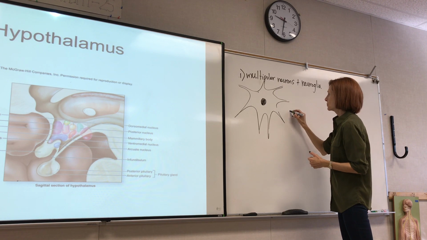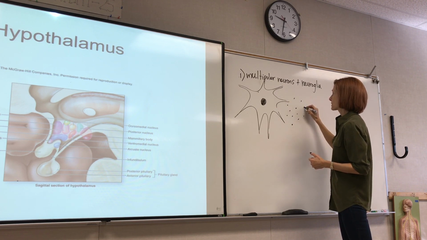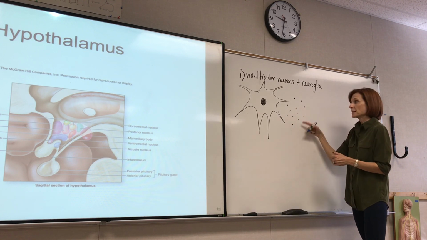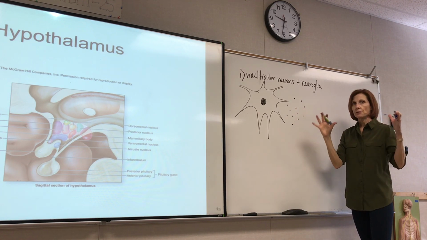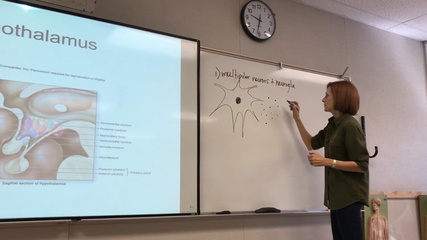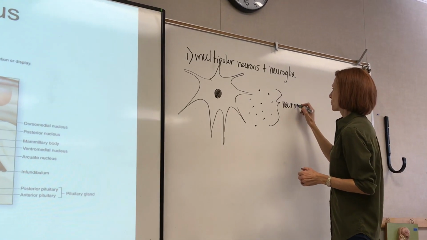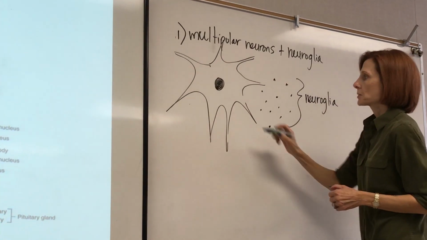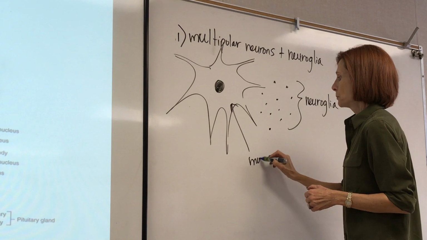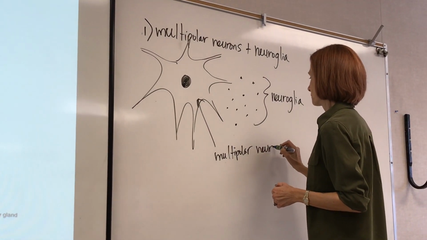And then you'll see a bunch of nuclei out here. These are the nuclei of the neuroglial cells. You will not be able to tell what these are. They just are nuclei of neuroglial cells. You won't know if they're microglia or astrocytes. You don't have to name the type of cell. Just know they are neuroglial cells, okay? And this would be a multipolar neuron. And it's just that easy. That's all there is to it.